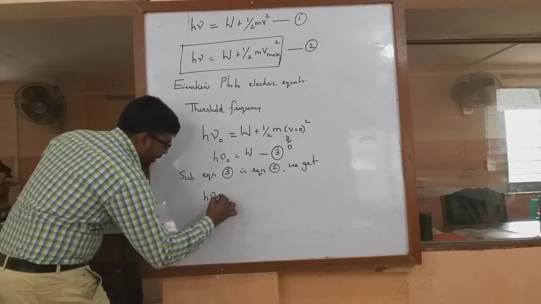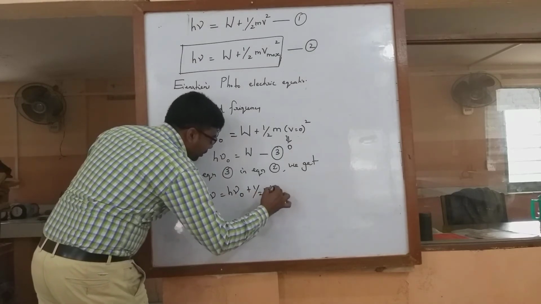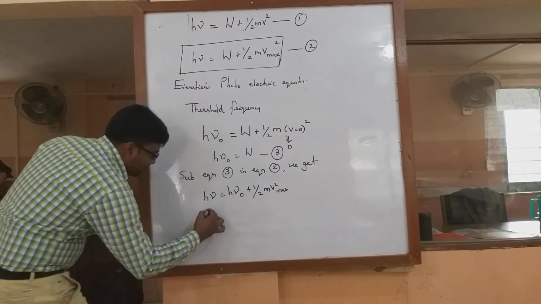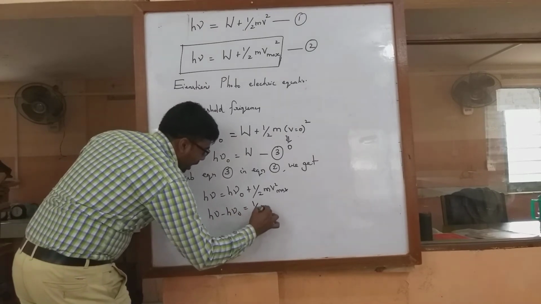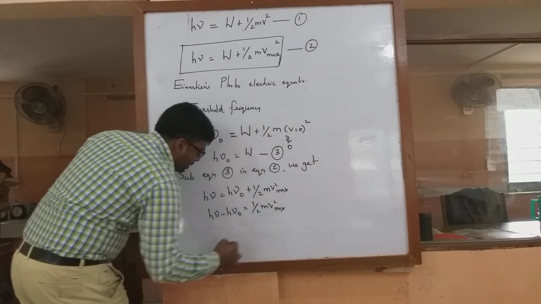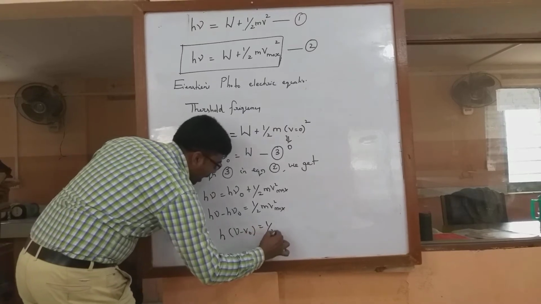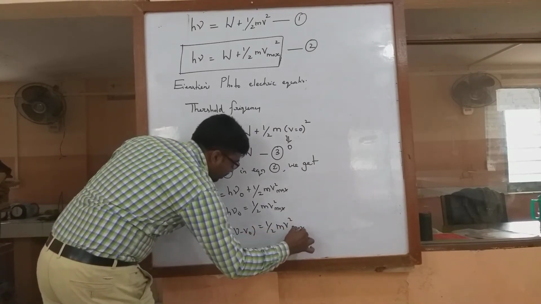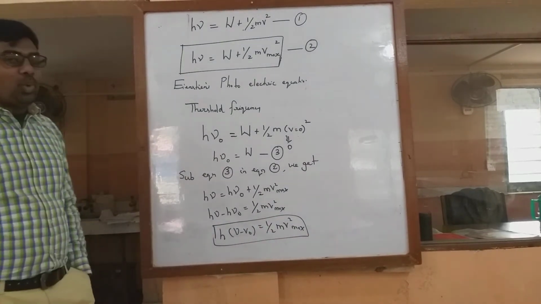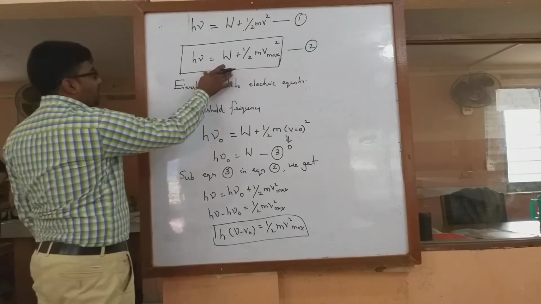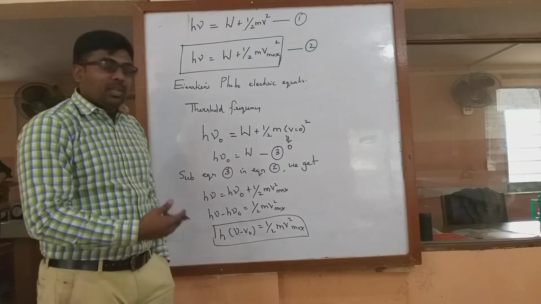So h nu is equal to h nu naught plus half m v squared max. Taking h nu minus h nu naught to this side, it will be equal to half m v squared max. Since h is a constant in both, h times nu minus nu naught is equal to half m v squared max. This is another modified form of Einstein's photoelectric equation. Generally the first equation is considered the Einstein's photoelectric equation, and this is called the modified Einstein's photoelectric equation.